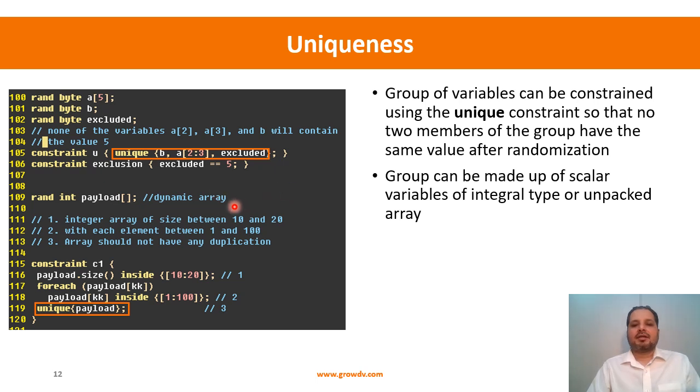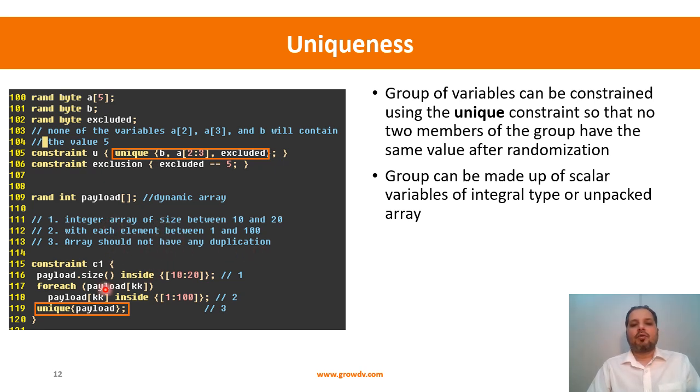Let's look at one more example. This is for the array, and for this one you want to pay attention to how different array methods are used over here. We want an array of integers, and the size of the array should be between 10 and 20. Then we want each element of the array to have a value from 1 to 100. And then we want the array to have no duplication. The array should not have any duplicate elements; it should have all unique elements. That is what we want.